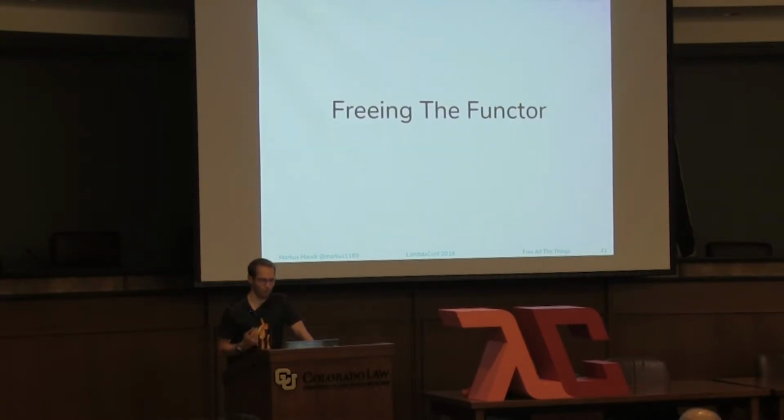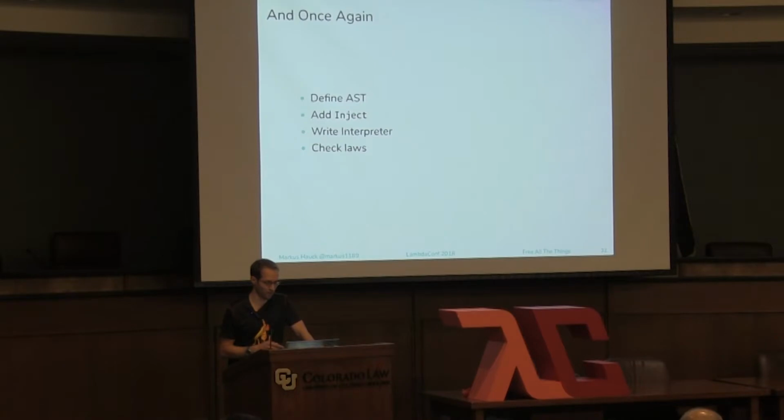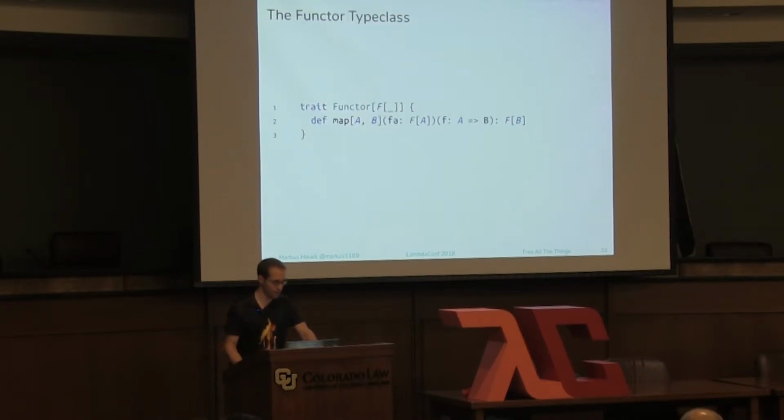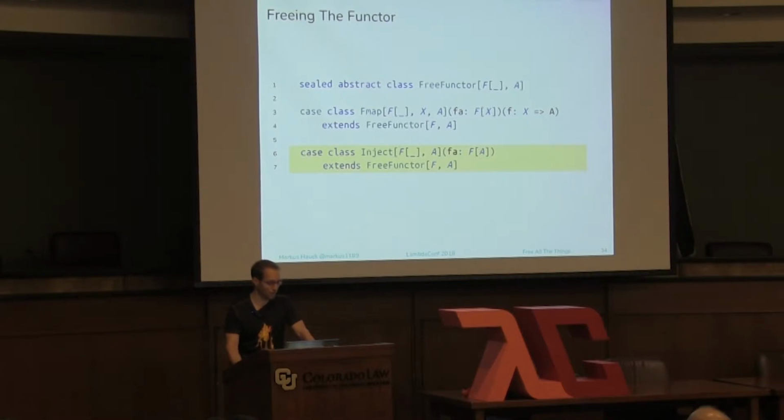Okay, so we freed our applicative. So let's take the next structure. Let's go to functors, and we basically apply the same recipe again. So we start with a type class called Functor, which has the map function that, given the value that is wrapped in an F[A] and a function from A to B, applies that function. So this should be pretty boring by now.